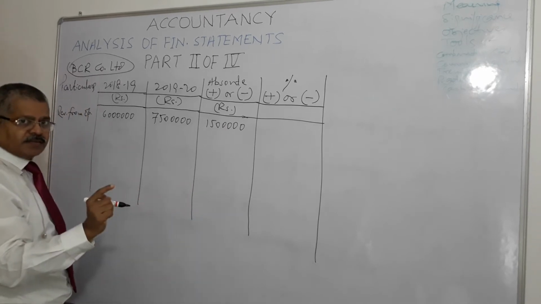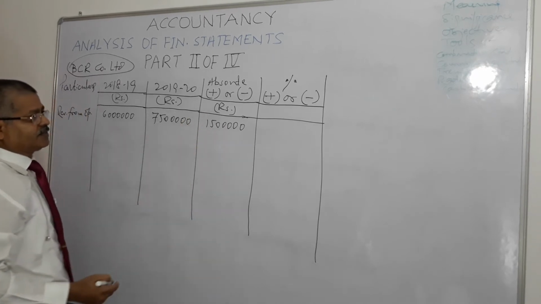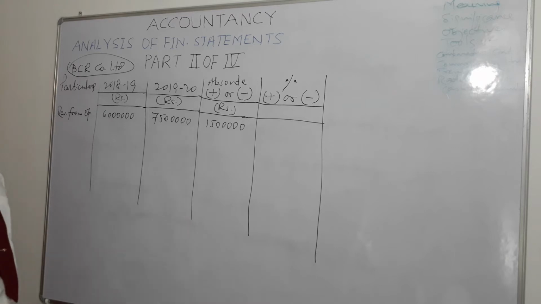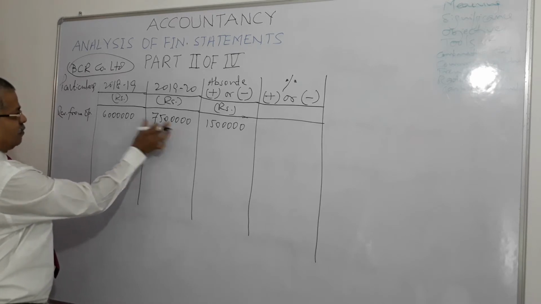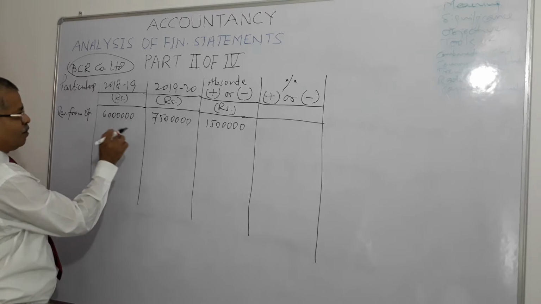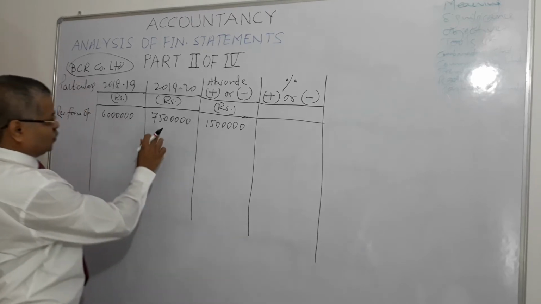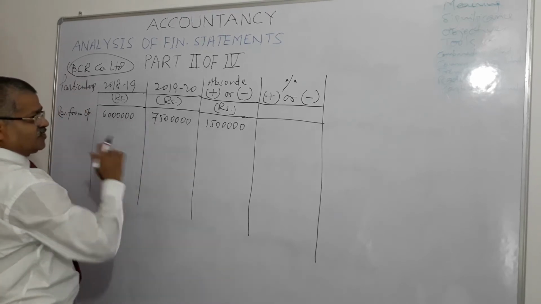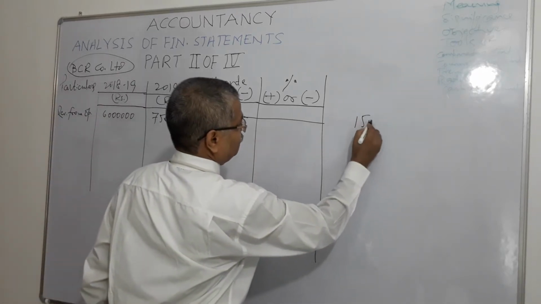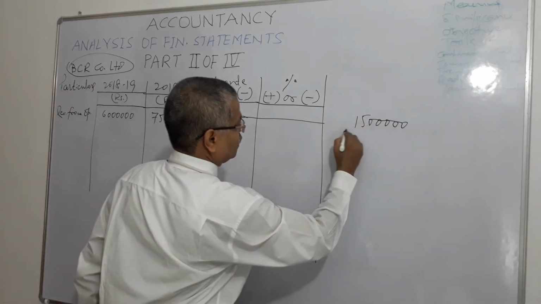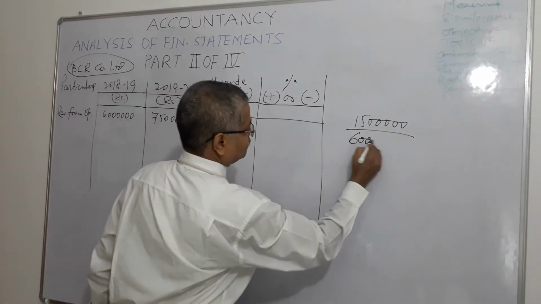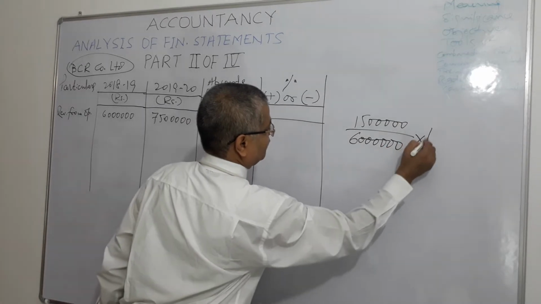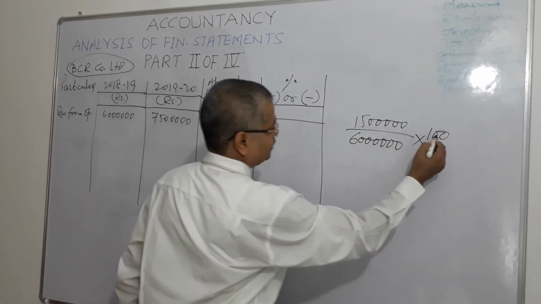Whenever there is minus, we will put it in brackets. And what is the percentage change? Percentage change is this minus this upon this into 100. So 75 lakhs minus 60 lakhs, how much is it? 15 lakhs, upon year 1, 60 lakhs, into 100, right?